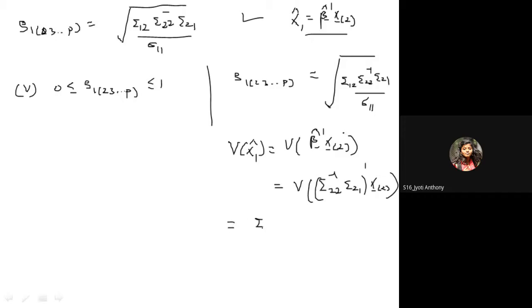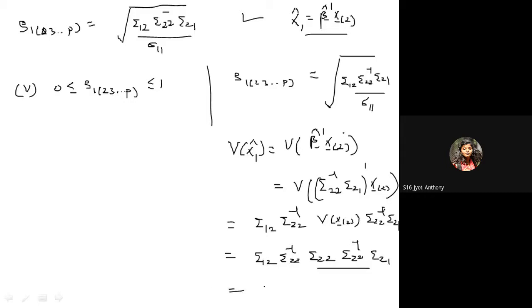If you take the transpose outside in the variance, it is sigma 1 2 sigma 2 2 inverse, because this is invertible, into variance of x2, and on the other side, it is sigma 2 2 inverse sigma 2 1. Now what is the variance of x2? It is sigma 2 2. So this is sigma 2 2 inverse sigma 2 1, and this has become the identity. So what will you get? It is sigma 1 2 sigma 2 2 inverse sigma 2 1.